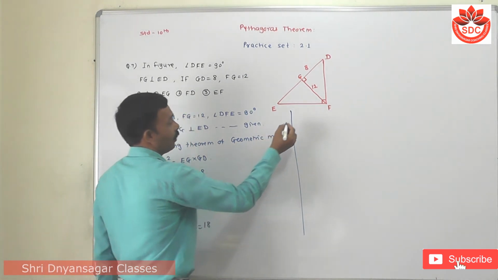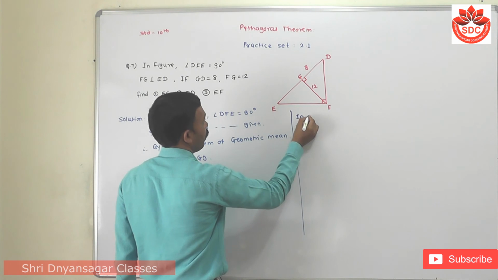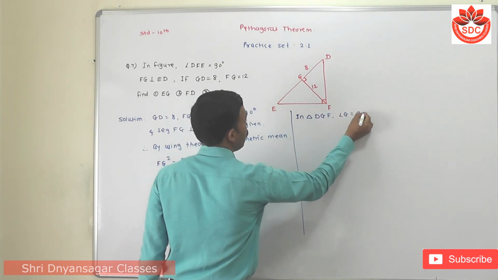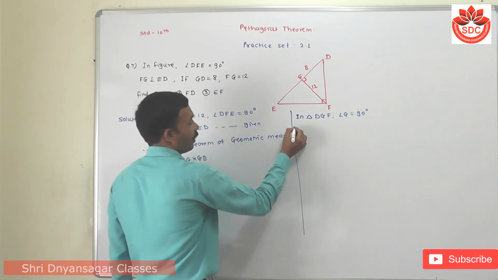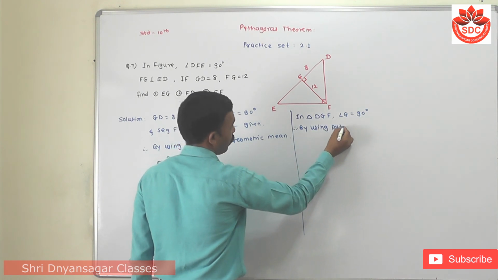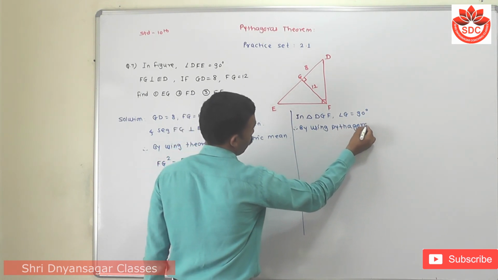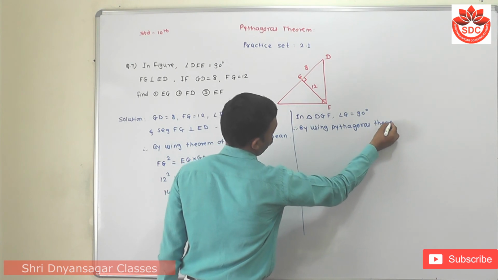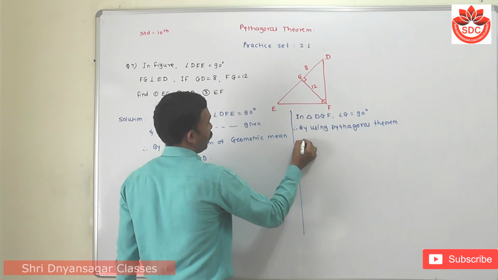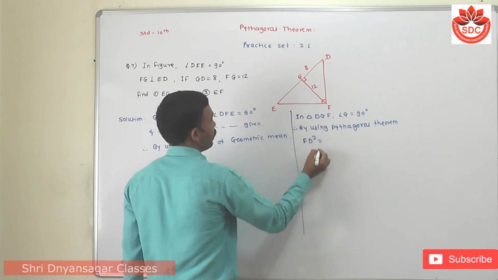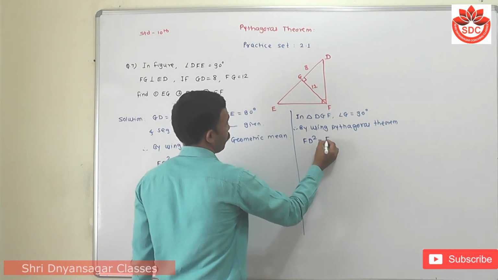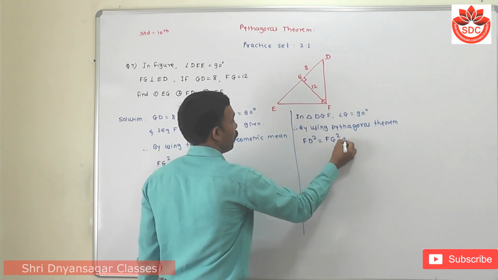For finding FD, we take triangle DGF, angle G is equal to 90 degrees. So by using the Pythagoras theorem, here the hypotenuse is DF or FD. We write FD square is equal to FG square plus GD square.